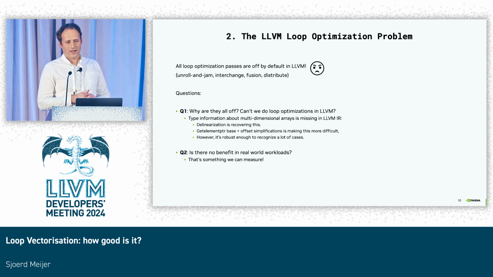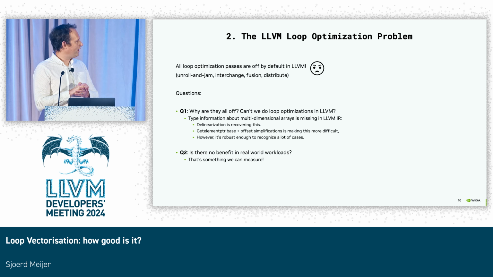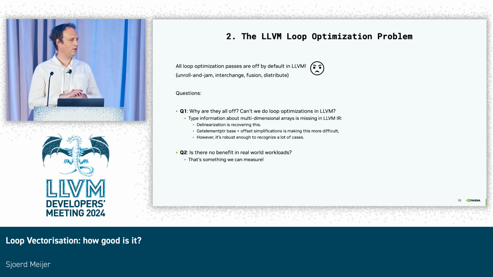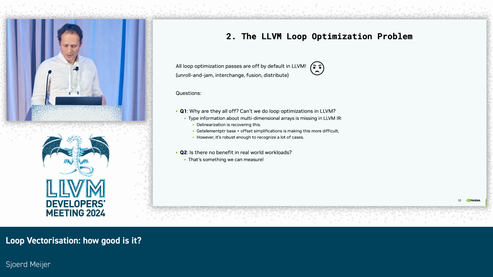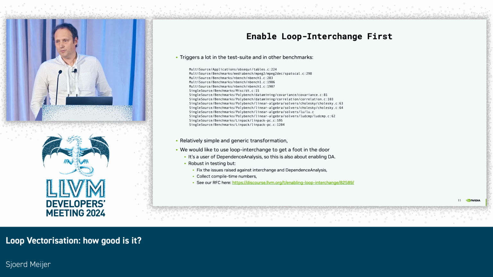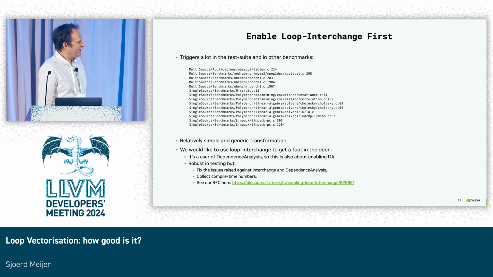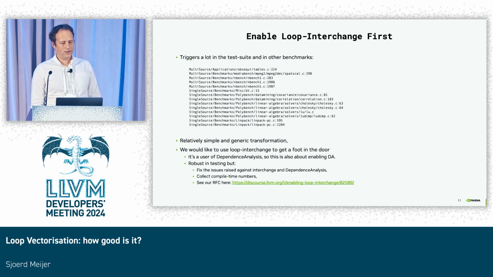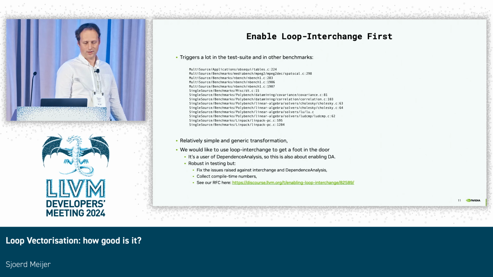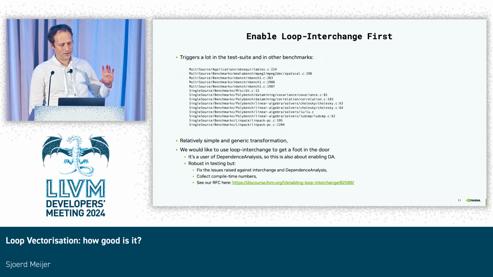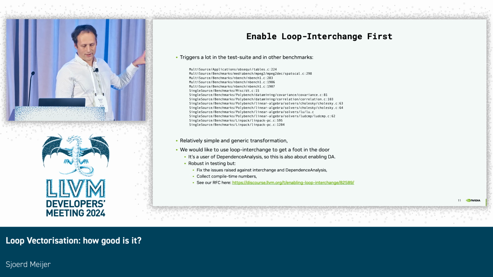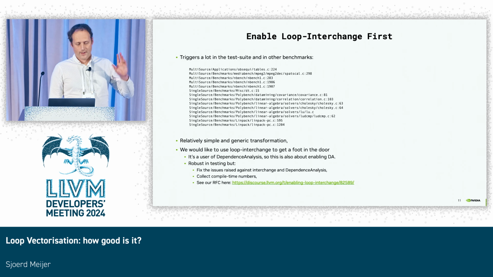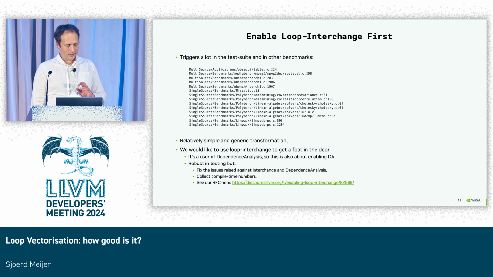Now, the other question you may have, okay, this is all disabled by default. Is it not important? Is this only fun for benchmarks, but not for real-life code? Well, that's something that we can measure. And that is the reason why we would like to start with enabling loop interchange, because it's very generic. This is just a snippet from the LLVM test suite where it triggers in a lot of cases. Of course, the question is, what are the performance improvements? I will get back to that in a second.